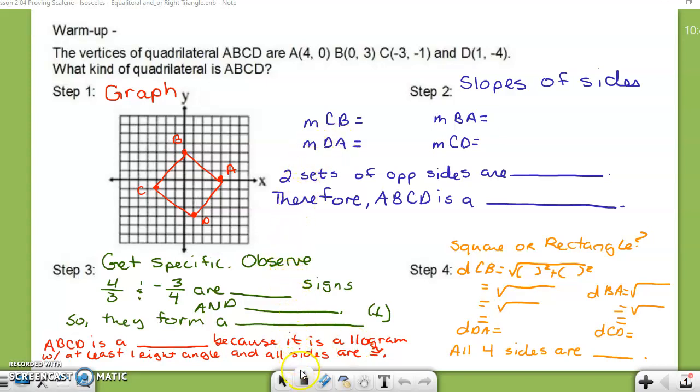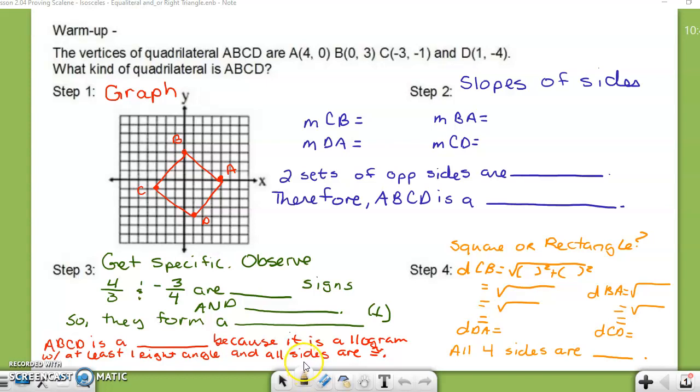Welcome back, guys. It's Ms. Gumby. Today we're going to talk about proving triangles on the coordinate plane and talking about whether a triangle is scalene with no sides congruent, isosceles with only two sides congruent, or equilateral with all three sides congruent, and if it's also maybe a right triangle, has a right angle in it.